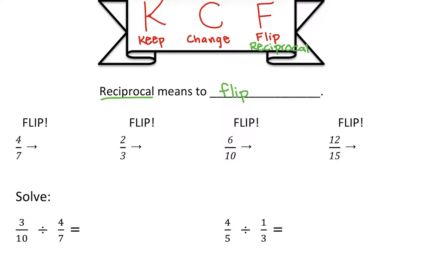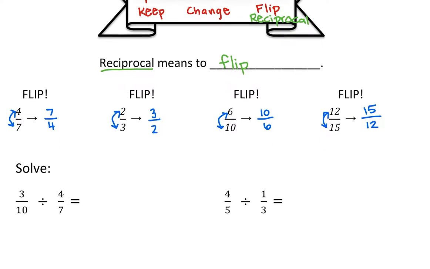So all of these fractions, they want us to flip. So that means instead of 4 over 7, we are literally just going to write 7 over 4. So the reciprocal of 4 over 7 is 7 over 4. So the reciprocal of 2/3 would be 3 over 2. The reciprocal of 6 over 10 is 10 over 6. And lastly, the reciprocal of this would be 15 over 12. You literally just take the numbers and switch them. And again, this is only when we do keep, change, flip. So let's solve some problems.